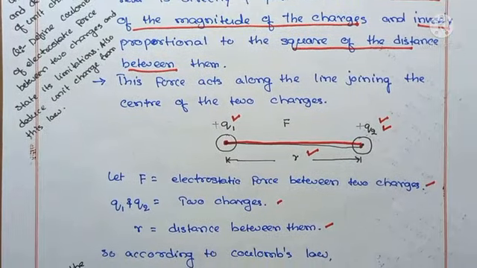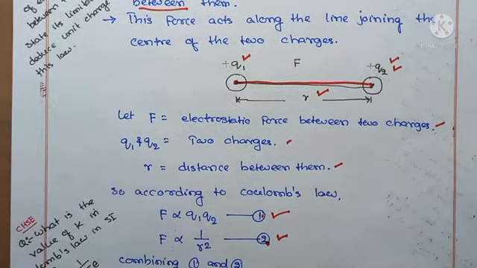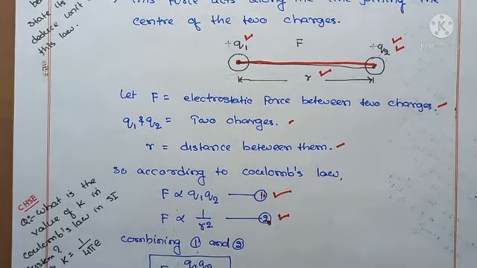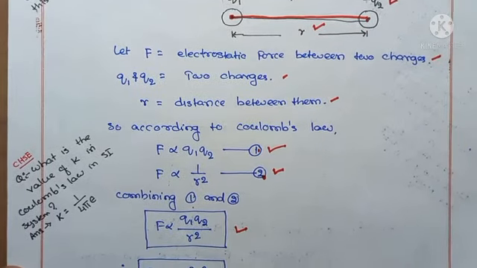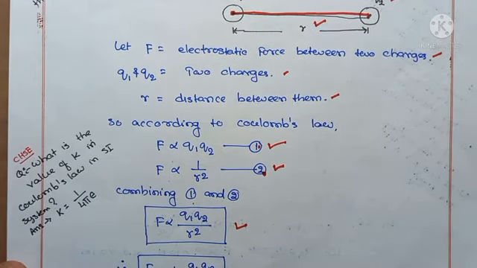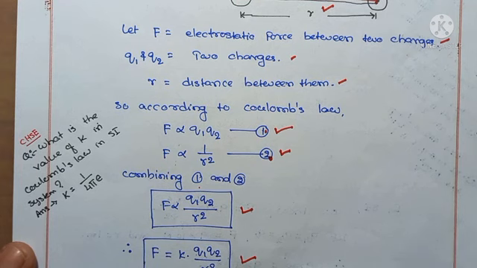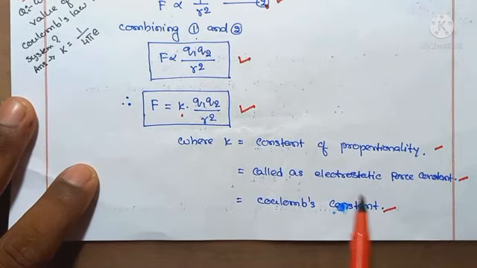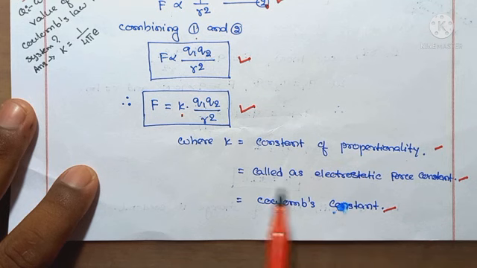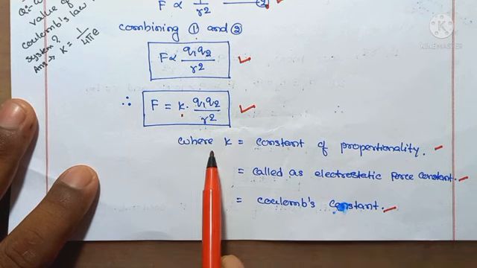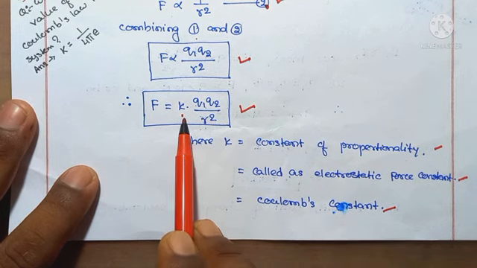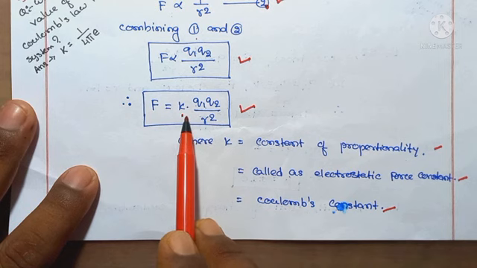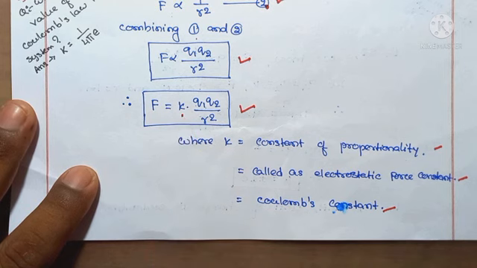Small questions are also coming. What is the value of K in Coulomb's law in the SI system? Okay. So this is the K. This K is called Coulomb's constant or electrostatic force constant or constant of proportionality. Its value we will calculate and its units we will decide. We will also calculate that it is a dimensional constant.